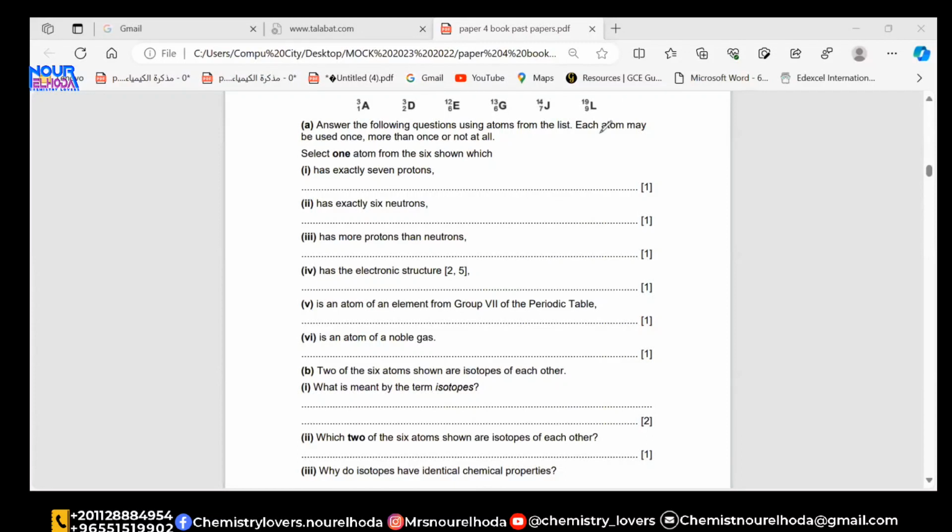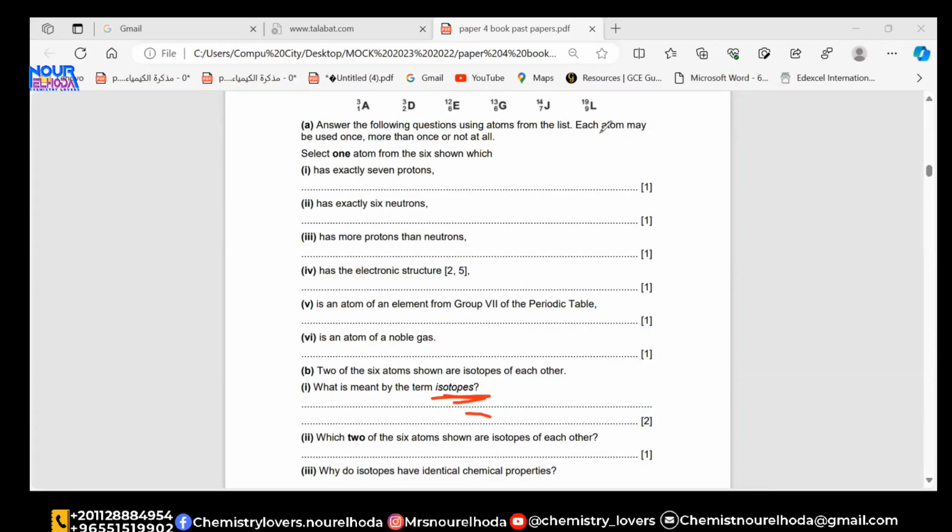What are isotopes? They are atoms. The question about isotopes is very common in Cambridge and Edexcel. It is atoms of the same element having the same atomic number but different mass number. Or you can say atoms of the same element having the same number of protons but different numbers of neutrons. Okay, next.